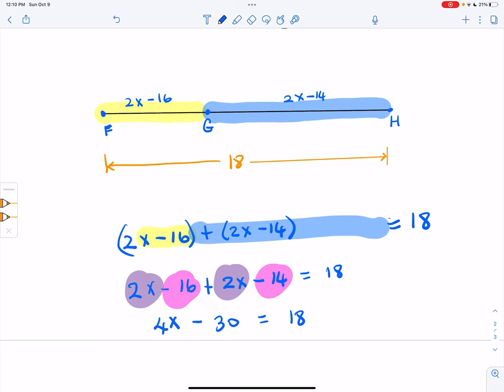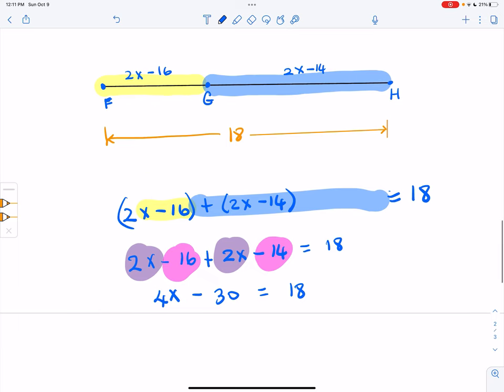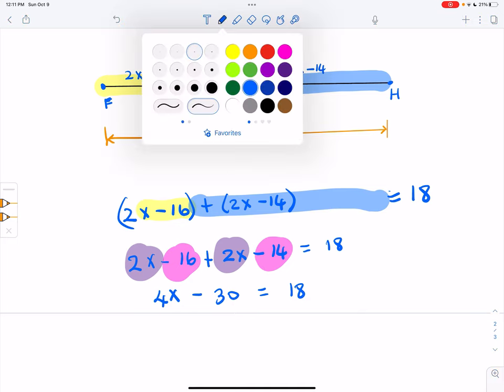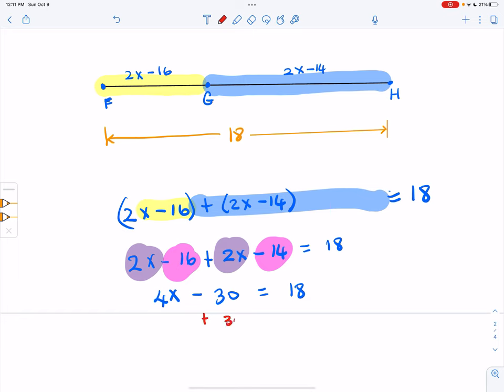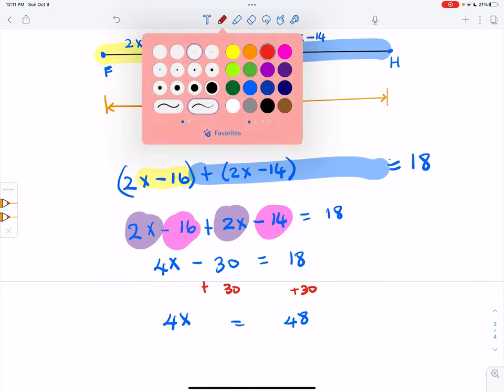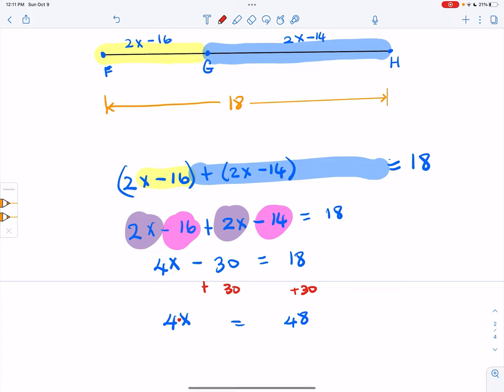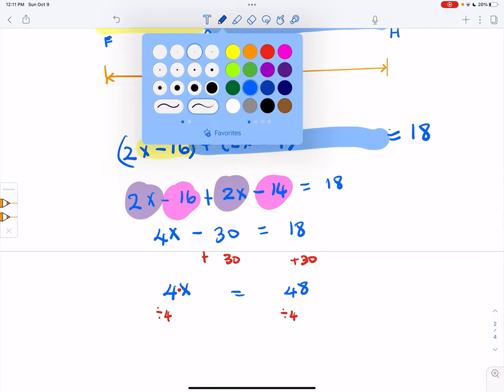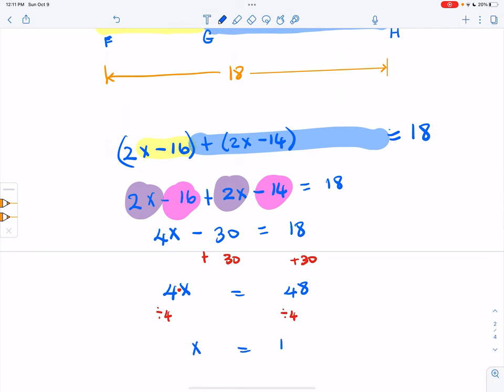We're just going to try to isolate the x. As we're trying to isolate the x, we notice over here we have 30 subtracted. We have to do the inverse operation, so add 30 to both sides. And we get that 4x is equal to 48. Now, as you may know from Algebra 1, the operation between here is multiplication. So in order to get the x alone, we have to divide both sides by 4. And so we end up getting that x is equal to 12.